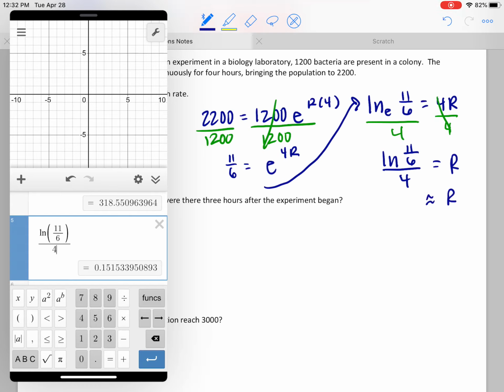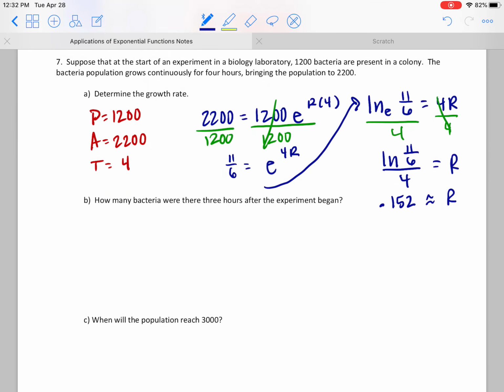Natural log of 11/6, and that's going to be divided by 4. So we're looking at R is, oh my gosh, R is approximately 0.152-ish, so this is about 15.2%. Okay, that is our growth rate, 15.2%.